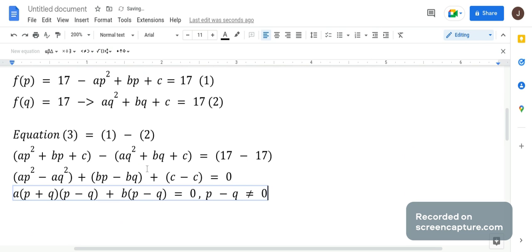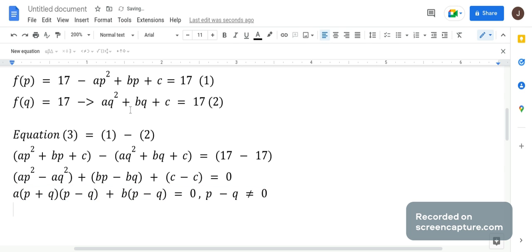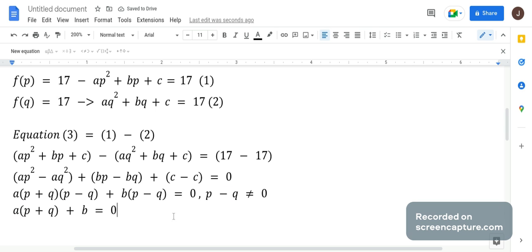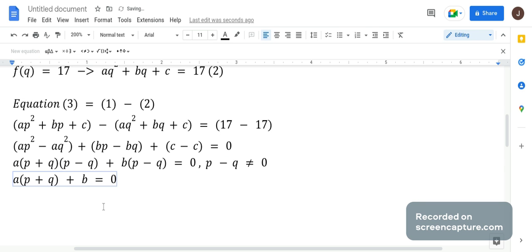Why is this important? Because remember that we cannot divide both sides by 0, which is invalid. You cannot divide something by 0, it's undefined. So before factoring, we must make sure that the common divisor is not 0. This is something we must be certain of, because if it is 0 and we divide, it will be undefined and cause errors in the problem. So we know that it is not 0, so we can divide both sides by p minus q, and we get this thing. We call this equation 3.